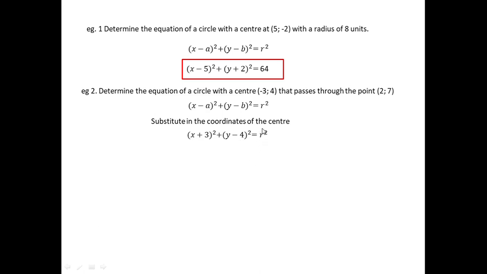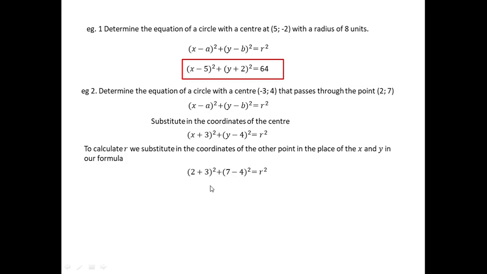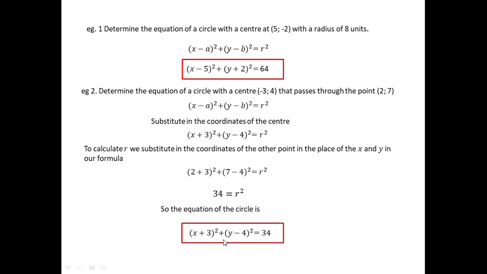Now we need to somehow work out what the radius is. That's not too difficult, because we have another point here, and we can substitute these coordinates in place of the x and y in the equation, and by doing that we will be able to work out the r. So we substitute them in, do some calculations, and we end up with this. Again, we don't have to square root the 34, because the equation calls for r squared. So we know that r squared is 34, so the equation for the circle is this. Done.